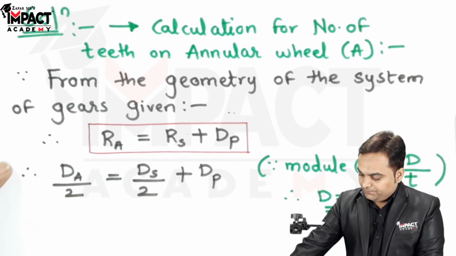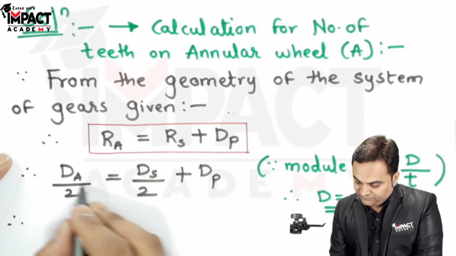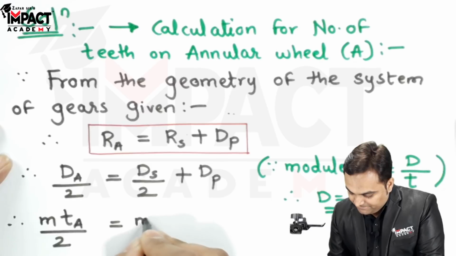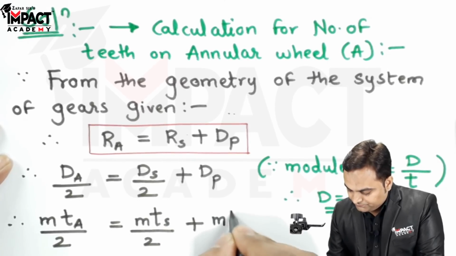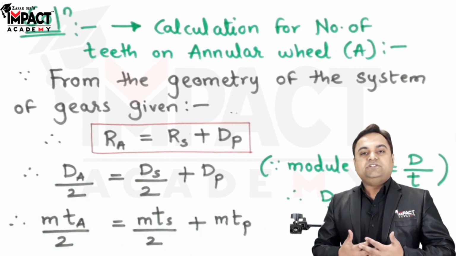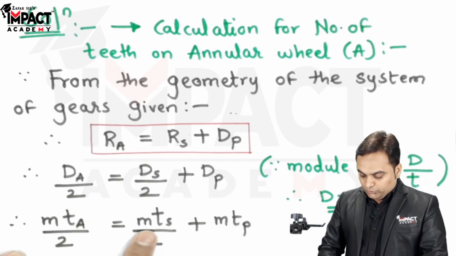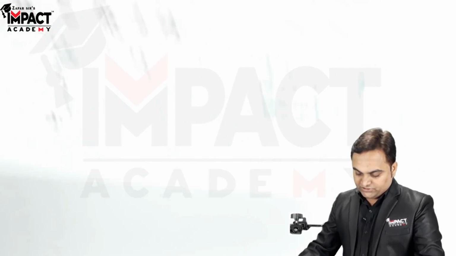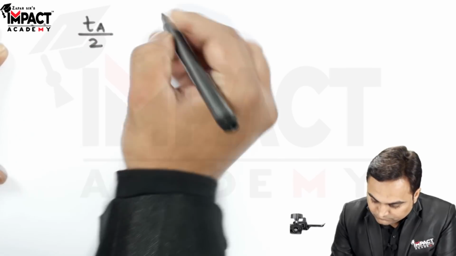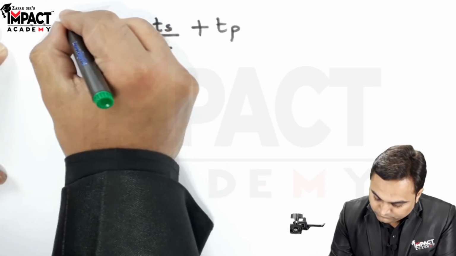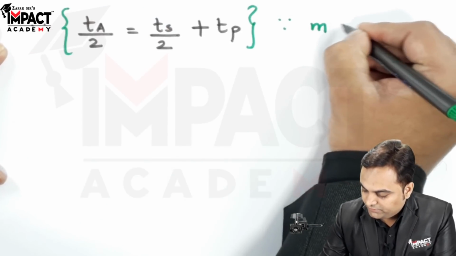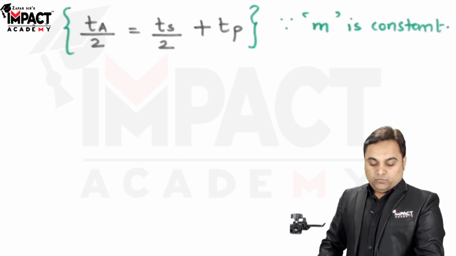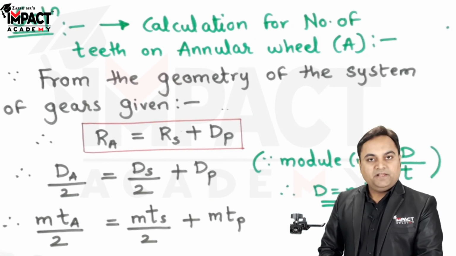So replacing the diameter with module and number of teeth, instead of d suffix a, I can write down module into number of teeth for wheel A. Similarly for the sun wheel and for the planet wheel. Then for two gears which are in mesh, the module should remain same, then only they will be in mesh. So module is constant, for both the gears it is same. So module would be cancelled out from all sides, and whatever is left, I'll write it over here. That is the equation which remains. Since module is same for both, I'll write it is constant. Same for both sides of the equal to sign, that is for the planet wheel, sun wheel and the annular wheel, the module is same.